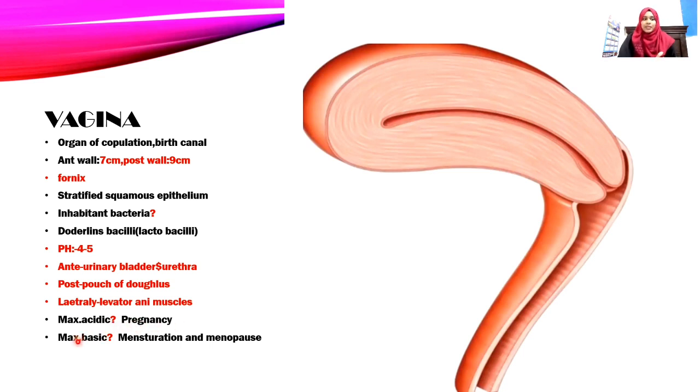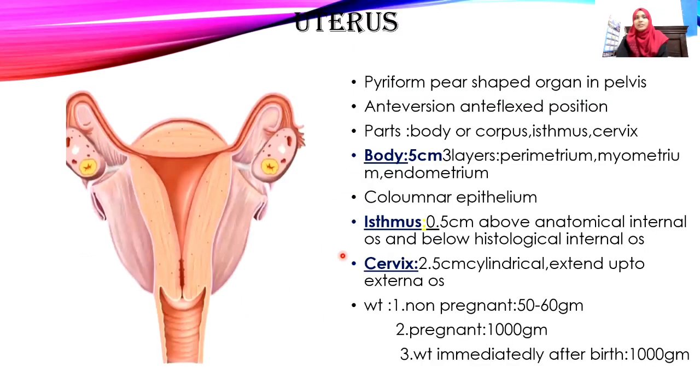Okay. And in which condition does the vagina have maximum alkalinity, or become maximum basic? During menstruation and menopause. Okay. So these are the important questions that are asked about the vagina. Next, we will see the uterus. So the uterus, see, this is the portion of the uterus.